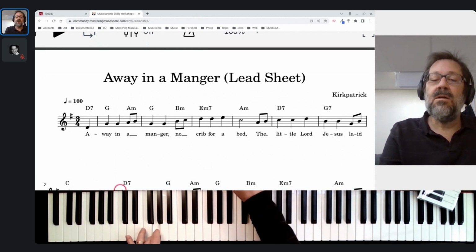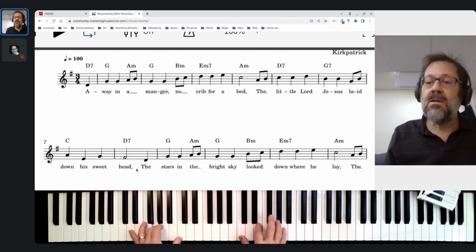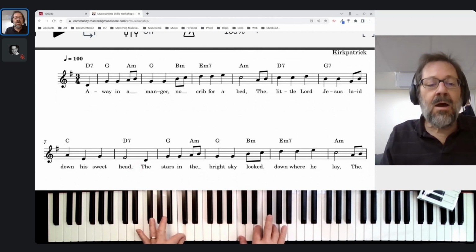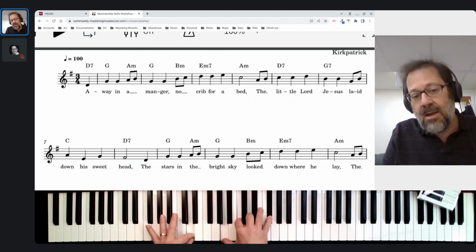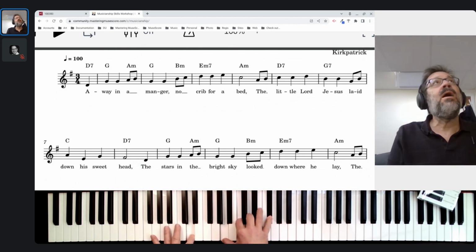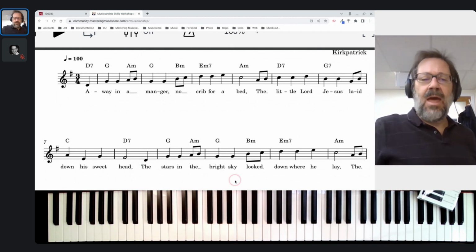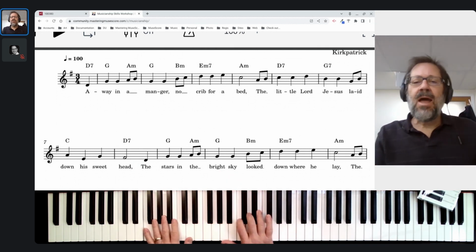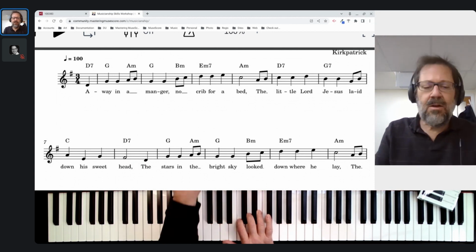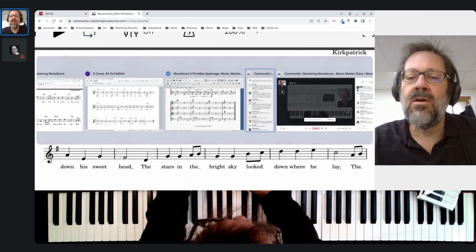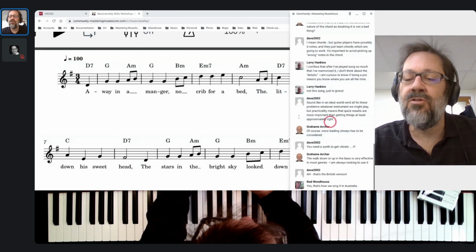Jesus laid down his sweet head, and this time I will play it that way. So, and then it's essentially the same phrase again. As far as the choice of chords, I want to hear from some people who know this song, because again, I don't know this version.